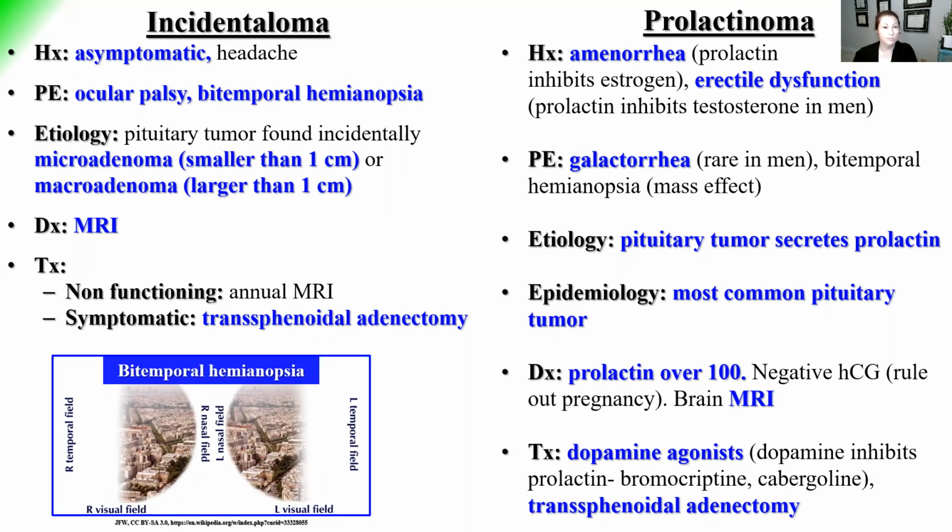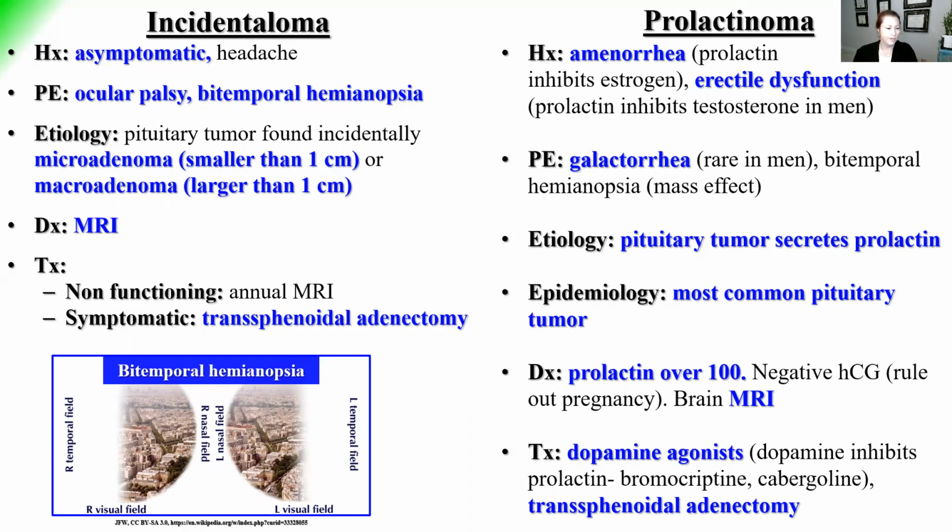A prolactinoma, the board question on this one. The prolactinoma is the most common pituitary tumor. And prolactin inhibits estrogen, so patients, if they're female, may present with amenorrhea. In males, it will cause erectile dysfunction because prolactin will inhibit testosterone in men. Galactorrhea can happen, so this is milk production that's unassociated with childbirth. This is very rare in men. If it's big enough, just like in our incidentaloma, it can cause that bitemporal hemianopsia.